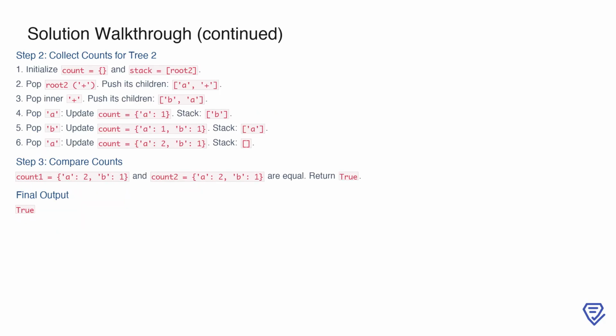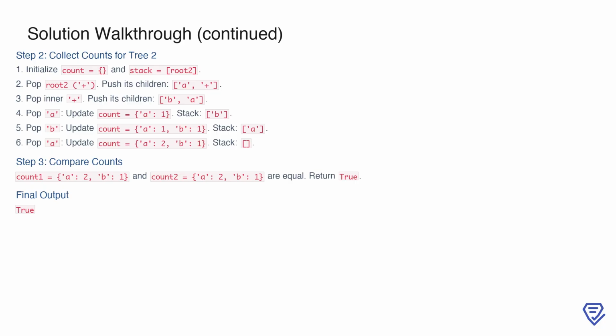For tree 2, the process of collecting counts is similar but follows the structure of this tree. We start with the root plus and push its children onto the stack. The left child is processed first, updating the dictionary to {a: 1}. Next, we process the inner plus, pushing its children b and a. Popping a updates the dictionary to {a: 2}, and popping b updates it further to {a: 2, b: 1}. With the stack empty, the traversal is complete, and the final count for tree 2 is {a: 2, b: 1}.